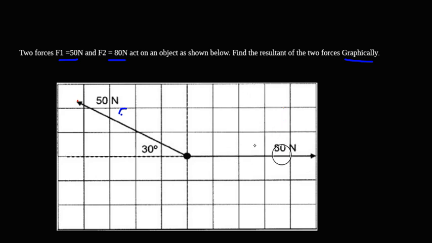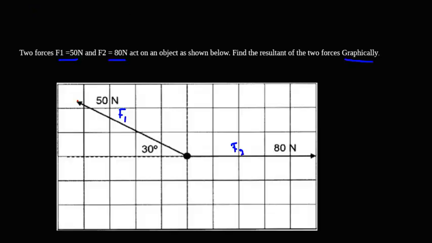Okay, so these are the two forces given. Remember, we said this is F1 and this is F2. Now on this page, I'm going to draw this according to scale. We are going to choose a scale. Our scale is going to say 1 centimeter represents 10 newtons. Okay, so how did I choose the scale? Look at the forces given.